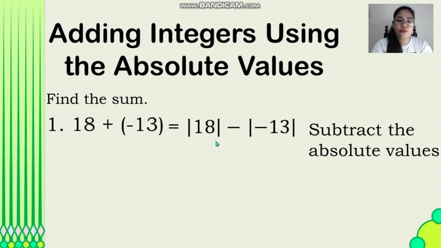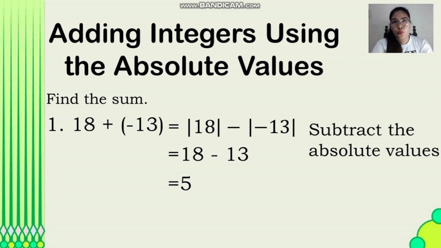Now what's the absolute value of 18? It is positive 18. How about the absolute value of negative 13? It is positive 13. Now look at this one. Okay, 18, again, the absolute value of 18. 13, the absolute value of negative 13. And of course, you need to copy the operation. Now, what is 18 minus 13? That is equal to positive 5.